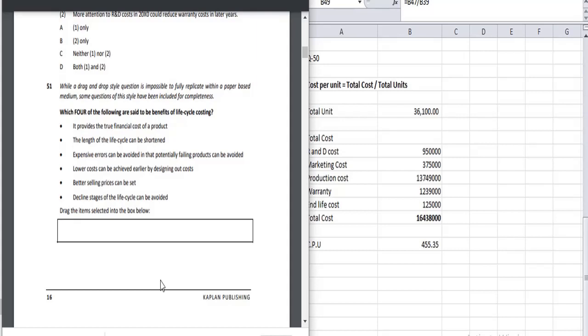Okay, so the declining stage of the life cycle can be avoided. We can't avoid any of the phases. It's very sure that any product has to pass through those five phases. So we can't avoid the declining stage of the life cycle. Okay, so we have to choose four, and we have chosen. And for the second point, the length of the life cycle can be shortened.